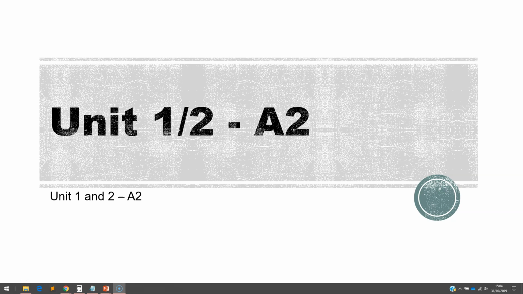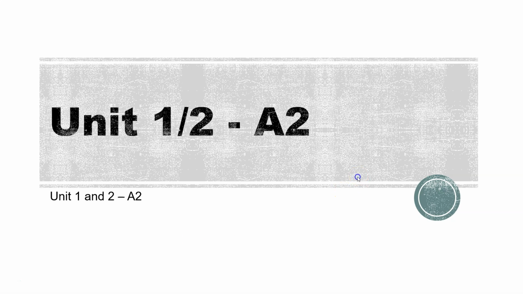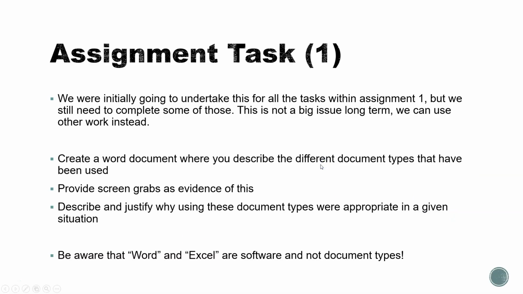So I'm going to start from task 1. Not assignment 1. Assignment 1 was the one previously, obviously. Now, this has kind of been parked because we didn't complete all of the tasks which I hoped we'd complete for assignment 1. So if you look at assignment 1, there'll be a variety of different tasks within it, and I was hoping to do this for those tasks. However, ultimately, it's not a long-term big issue because we can use other variety of tasks that you've used.